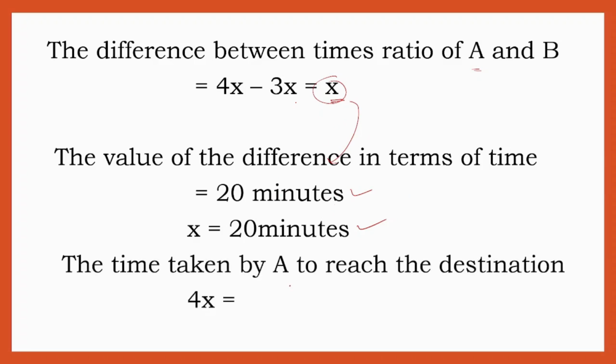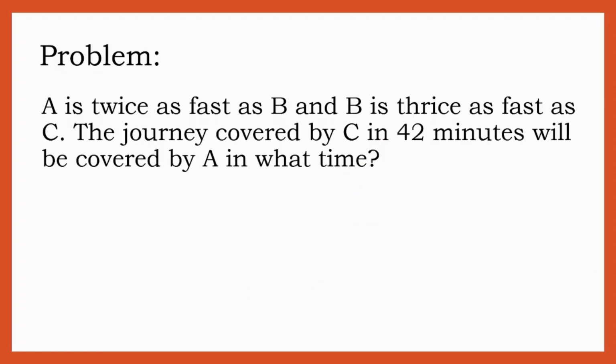So now the time taken by A is 4x, that is 4 into 20, which is 80 minutes. We can also say it in terms of hours: 1 hour is 60 minutes, and 20 minutes more, so 1 hour 20 minutes. In this way, you can solve the problem very easily and determine the answer in a very short period of time. Now we see the next problem.